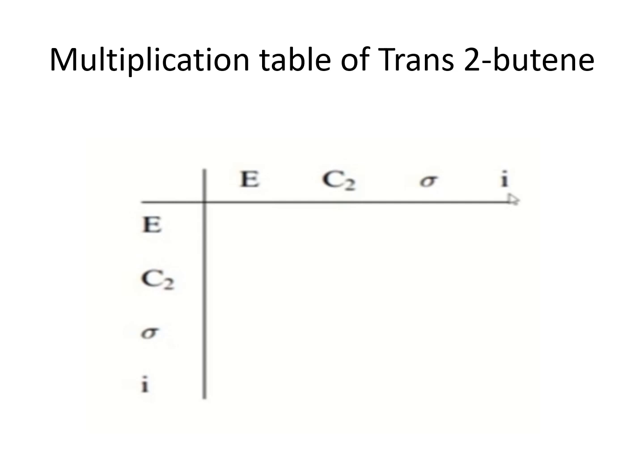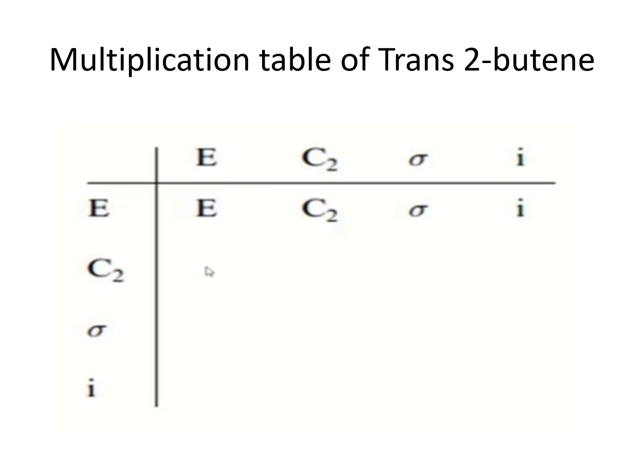If we multiply identity with this identity, the result would be identity. And if we multiply identity with C2, the result would be C2. If we multiply identity with sigma, the result would be sigma. And if we multiply identity with inversion center, the result will be the inversion center. Because we have already discussed that any operation multiplied with identity, the result would be the same, that is, the operation would be written as it is, because identity is the same as doing nothing. So here is the result: identity, C2, sigma and inversion center.